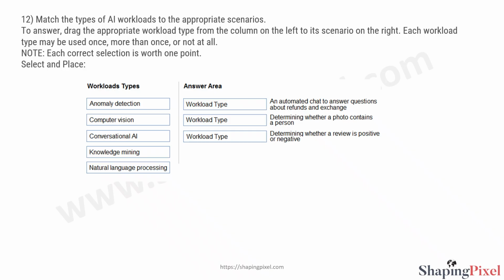So the right workload type for an automated chat to answer questions about refunds and exchange is conversational AI. Determining whether a photo contains a person, the right answer will be computer vision. Determining whether a review is positive or negative is natural language processing.